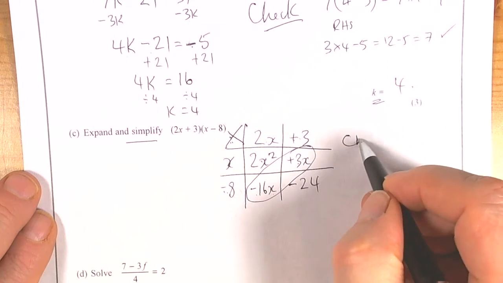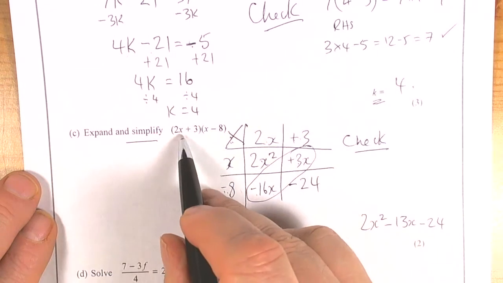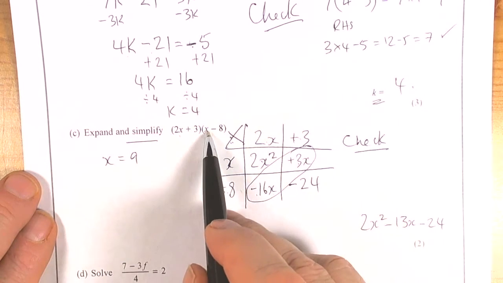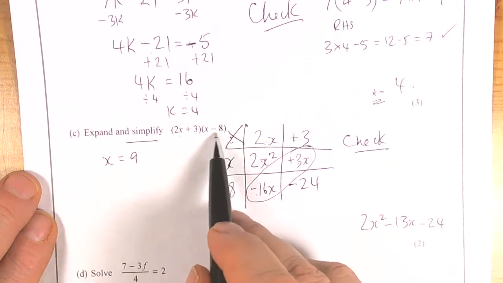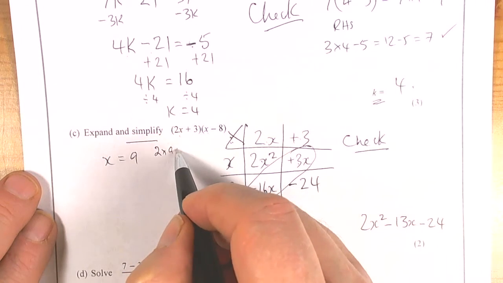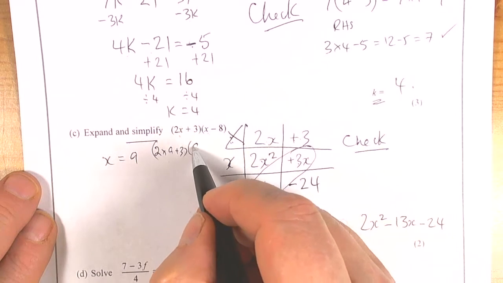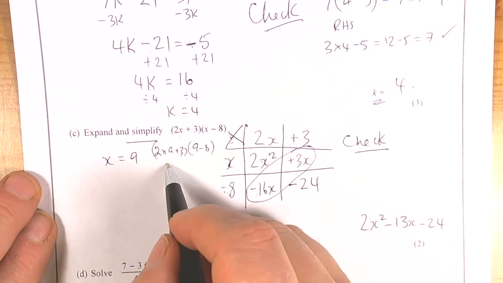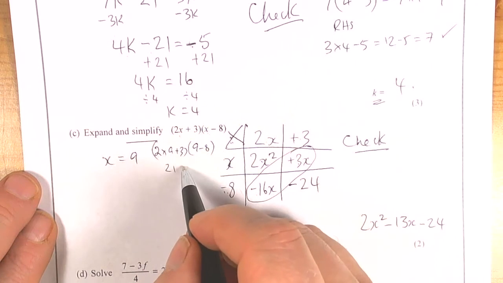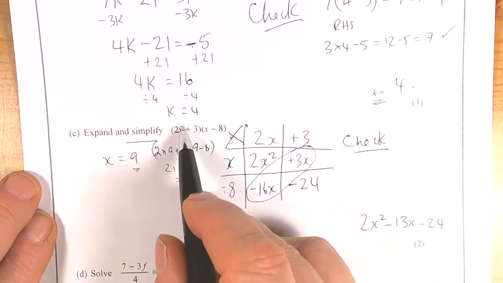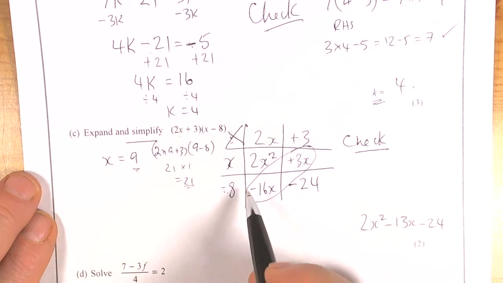We should be checking that it works. So if we give x a value, I'm going to give x a value of 9, simply because I want this to remain positive when I'm doing multiplications, makes it neater. So this is saying 2 times 9 plus 3 in that bracket, 9 take away 8 in that bracket. 2 times 9 is 18 plus 3 is 21. 9 take away 8 is 1. So with a value of 9 for x, these two brackets multiplied give me an answer of 21.